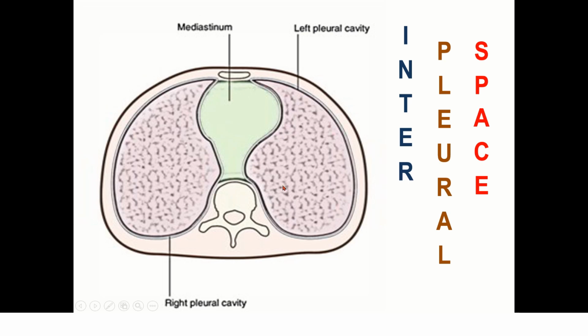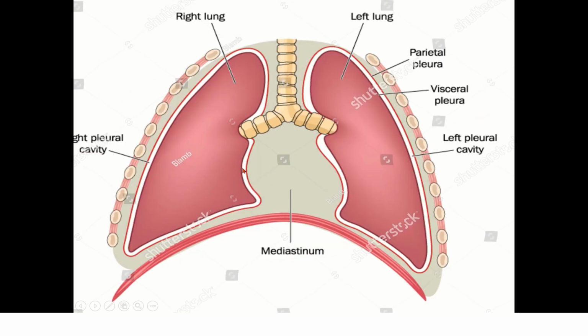This is a horizontal section where you can see this is the mediastinum. On either side you can see the lungs. This is an anterior view where you can see this is the central part, which is the mediastinum. On either side you can see the two pleural sacs having the lungs.